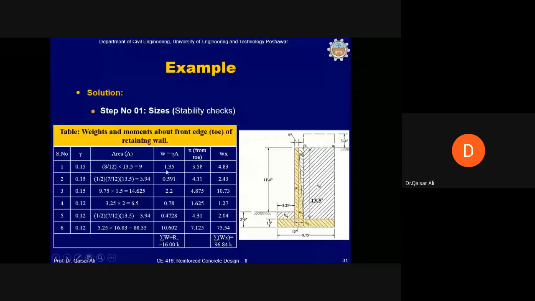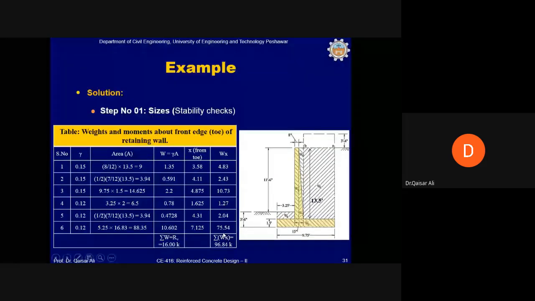And W is equal to gamma times A. Gamma is 0.15. 0.15 multiplied by 9 will give us 1.35, the weight of this rectangular part of the arm. And the distance can be calculated because W1 will act at the center of this rectangle, and the distance from the toe to this center can be very easily calculated, which is 3.5 feet. So 1.35 into 3.5 feet will give us Wx. For all other weights, this can be done very easily. And the summation of all weights is equal to RV, which is equal to 16 kip. The stabilizing moment is 96.84 kip.